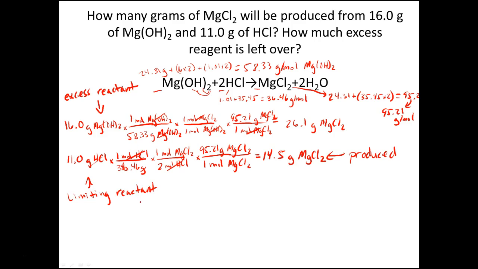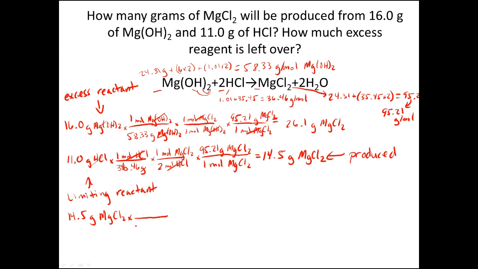Now, to figure out the second part of the question, how much excess reagent is left over, we've got 2 more final steps. We need to take how much of our magnesium chloride is produced, and we want to figure out then, if we work backwards from this 14.5 grams, how much are we using up of our magnesium hydroxide, because that was our excess. So we want to set up another problem down here, our 14.5 grams of MgCl2. And we're going to work backwards now to our magnesium hydroxide to figure out how much did we use to produce 14.5 grams of magnesium chloride.